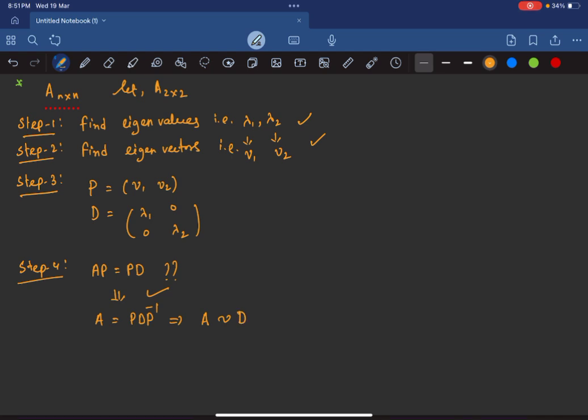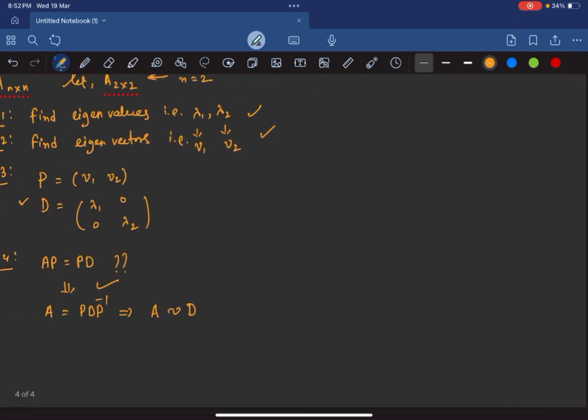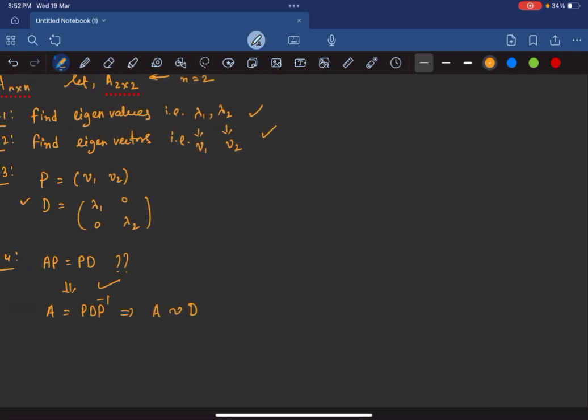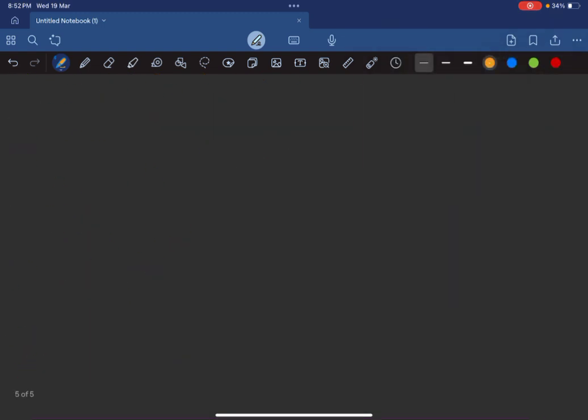So from here you can say A is a diagonalizable matrix, that means A is similar to some diagonal matrix, and D is that diagonal matrix. Fine. So this is the mechanism to check whether A is diagonalizable or not. Here I have taken n as 2 just for simplification purposes, nothing else. So now we can take a question and check whether the given matrix is diagonalizable or not.